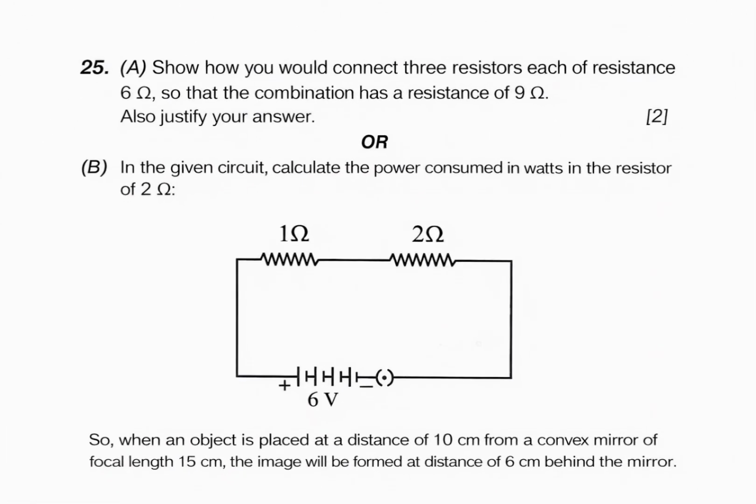This question is from the electricity chapter. The question is, show how you would connect three resistors, each of resistance 6 ohm, so that the equivalent resistance is 9 ohm. Also justify your answer. So here they gave the answer also. Answer is 9 ohm. Each resistor has resistance of 6 ohm. Okay. We all are familiar with combinations of resistors. One is series combination, another is parallel combination. In this question they gave 3 resistors of 6 ohm.